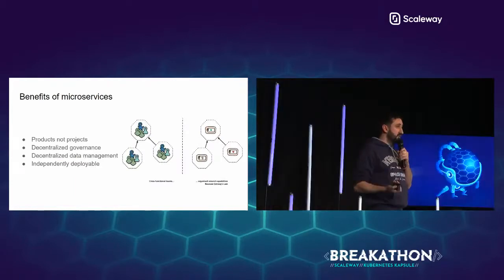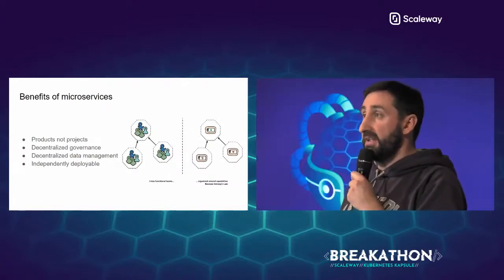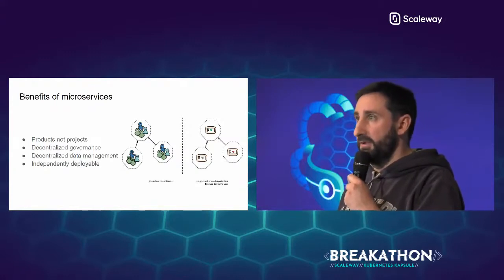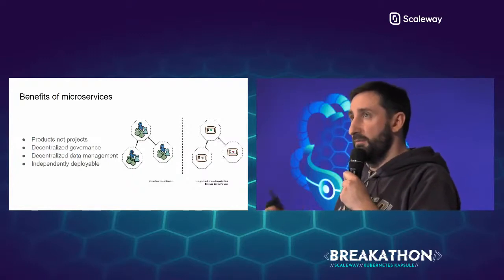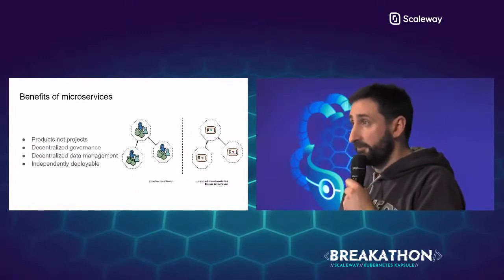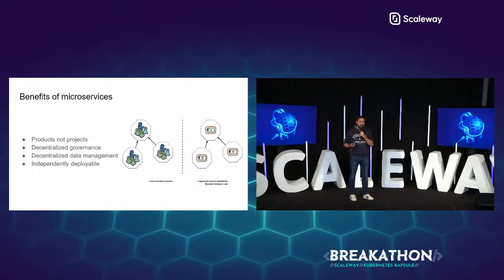You will have products and not projects, so your team will not be working on projects. You will have decentralized governance, and every team will be able to govern how the product will be driven and how will be the future of the product. You will also have decentralized data management. So, for example, you will have lots of data stores with MongoDB, SQL Server, big data, something like that. And of course, microservices are independently deployable.